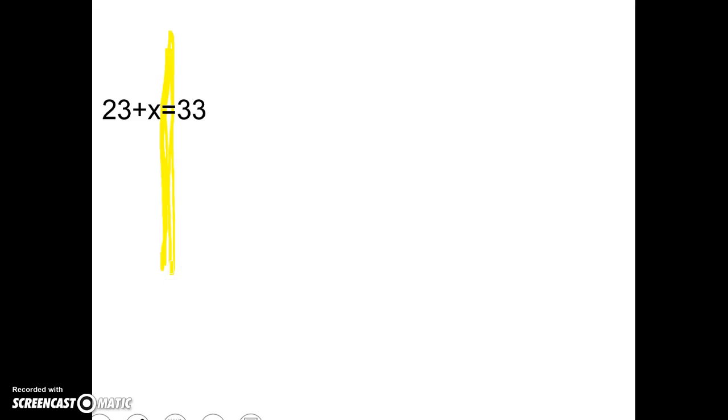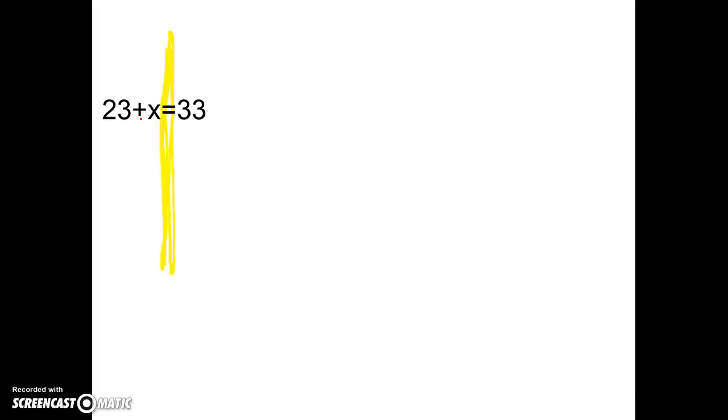We have the left side, which is 23 plus x. We have the right side, which is just 33. Now ask ourselves, who is our variable? Our variable is x. What is attached to x? 23. By what operation? Addition. What is the inverse of adding 23? The inverse would be to subtract 23 on both sides.